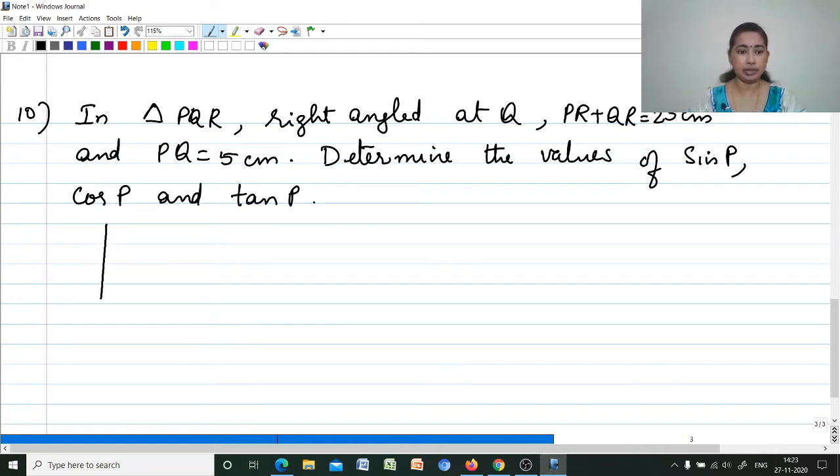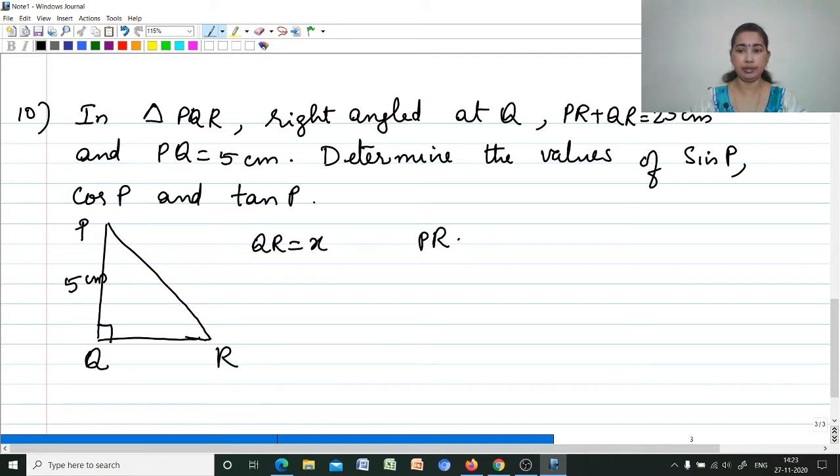So, in a right angled triangle PQR, right angled at Q means this angle Q is 90 degrees, and the other two vertices are P and R. PQ is given as 5 centimeter and PR plus QR is equal to 25 centimeter. If I take side QR as X, let QR is equal to X. So PR can be written as 25 minus X.